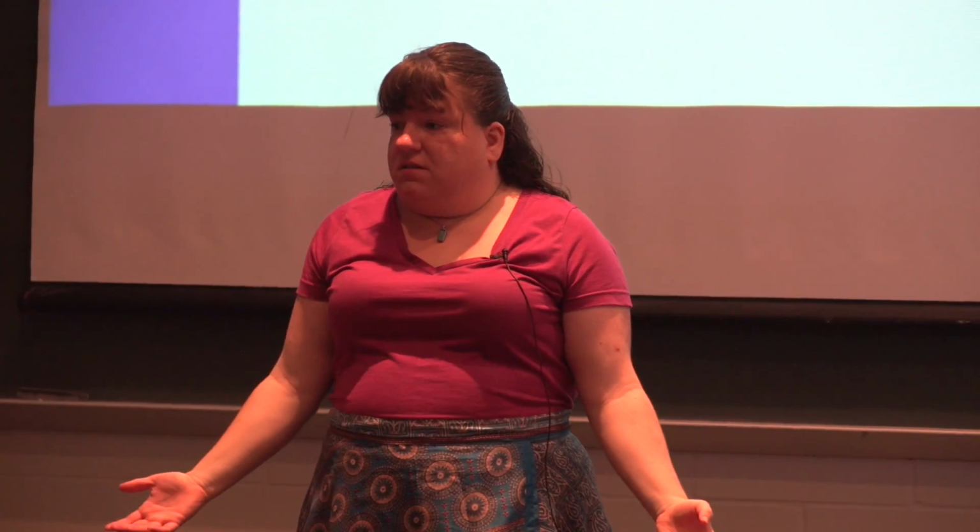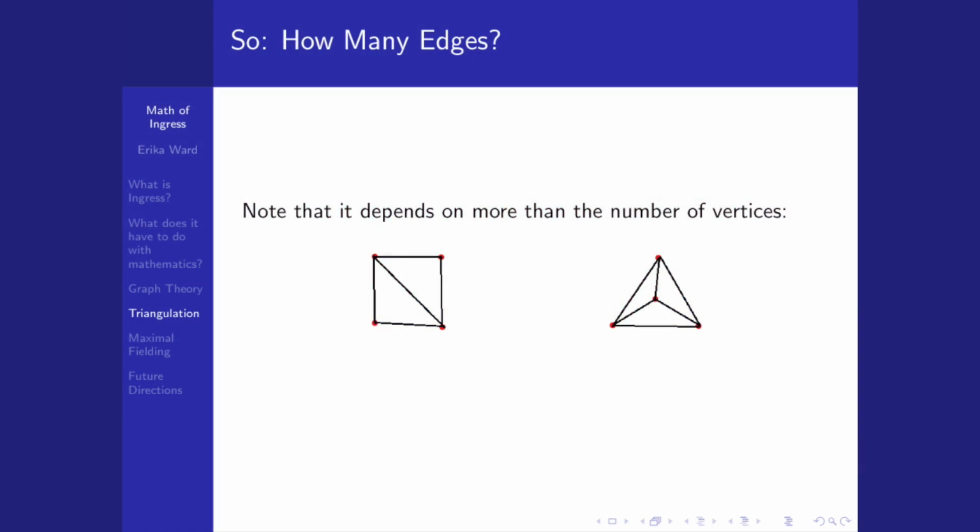If they're arranged as a triangle with a dot in the middle, we can get 6 links in there. So it depends on the number of portals, but it doesn't depend only on the number of portals. How they're arranged makes a difference.